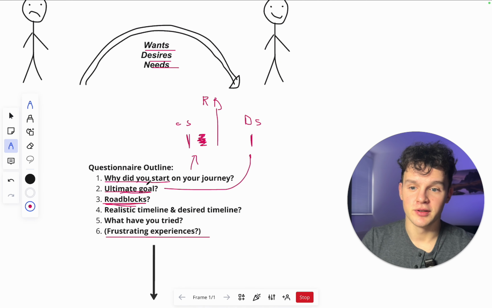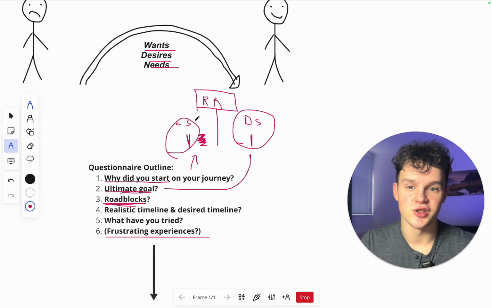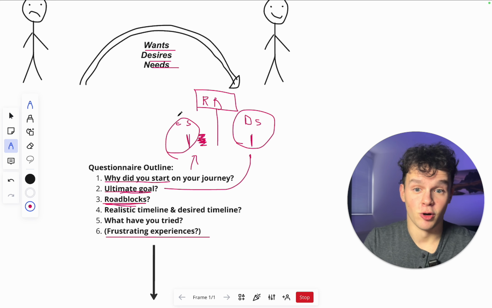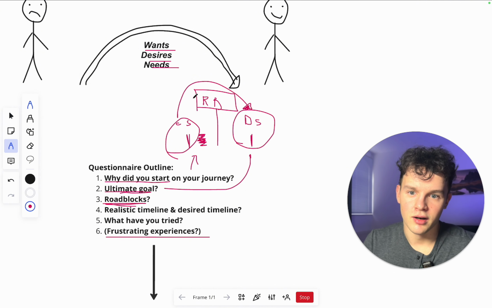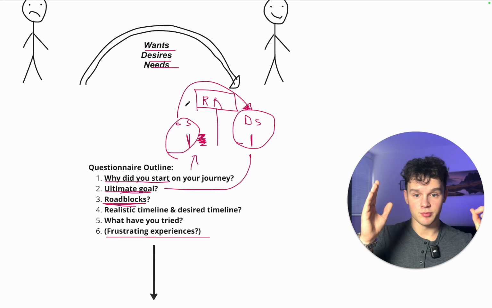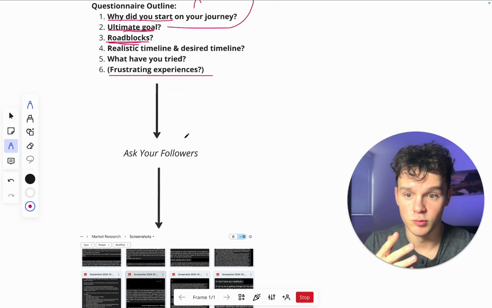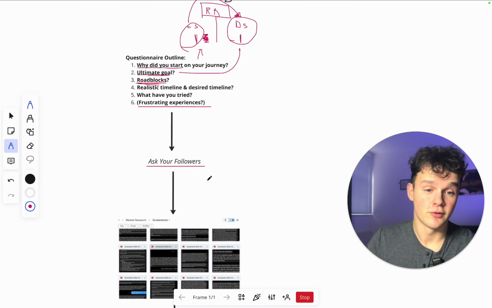So after you've put together this questionnaire, essentially discovering their current state, discovering their desired state, and what the roadblocks are, so that you can include this in your messaging and also make your offer seem like the following. So you want to make your offer seem like something that can elevate them above the roadblocks and take them to their desired state. That is what you would be opting for. Now, from here on, you would just be opting to ask your followers.